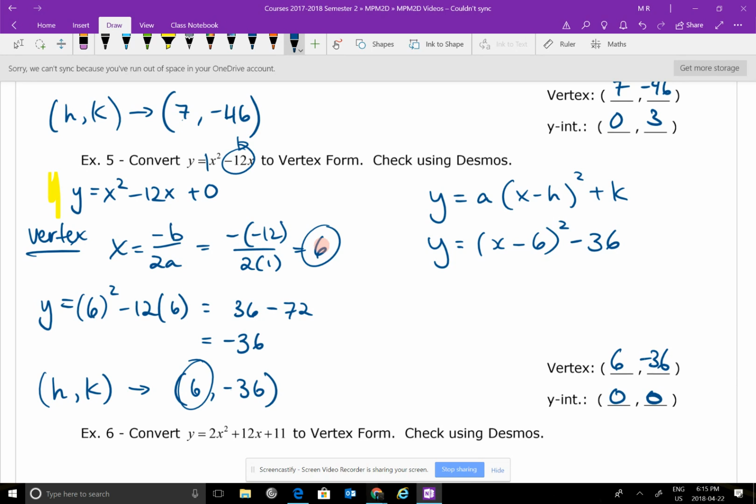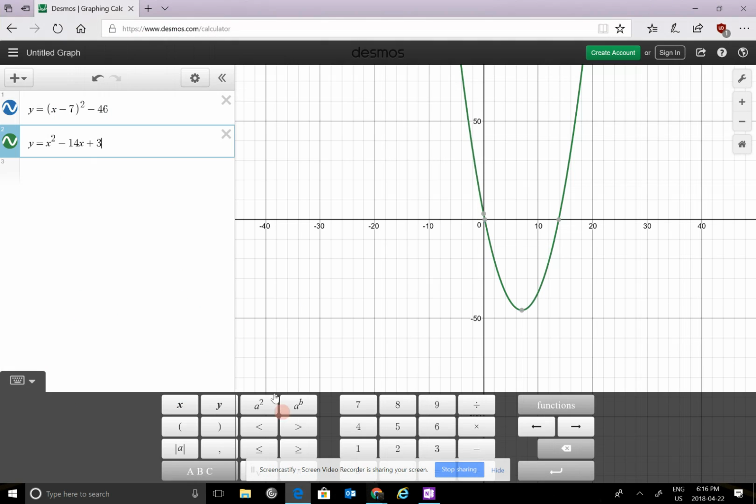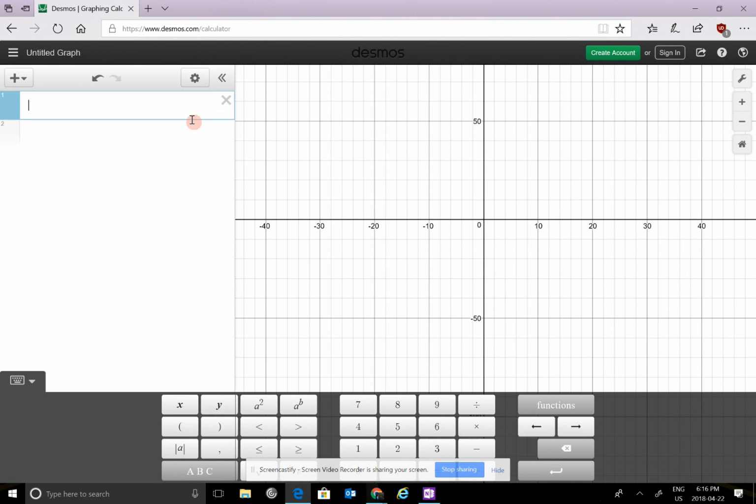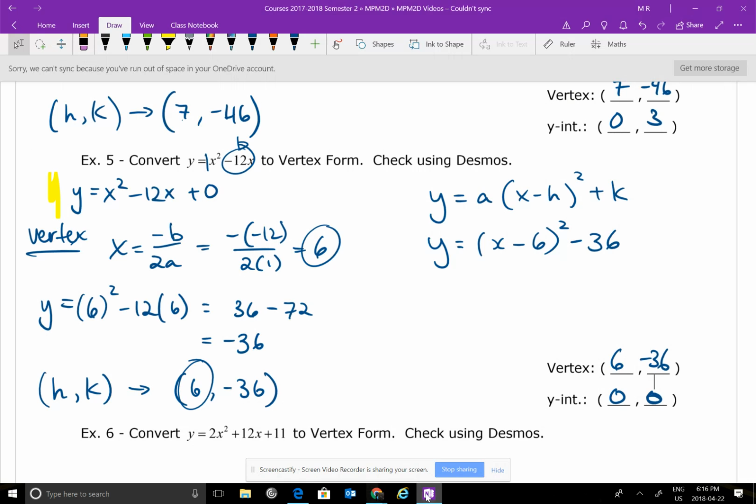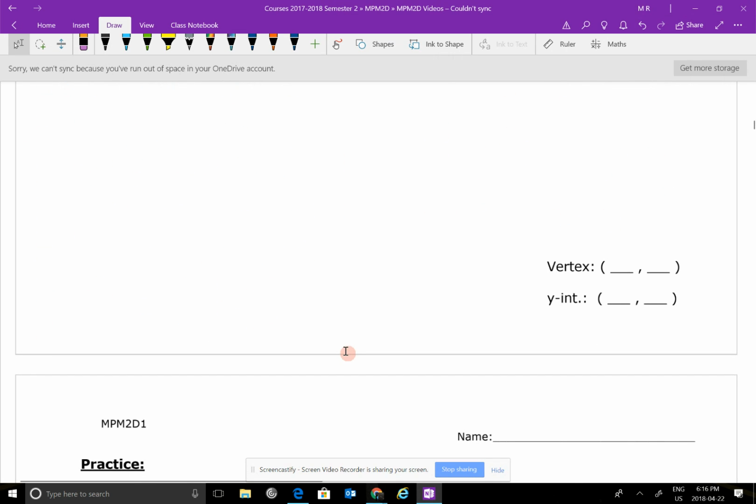And I'm also going to plot this on Desmos to show it to you as well. So let's see here, x minus 6 squared plus minus 36. So let's do that. Y equals x minus 6 squared minus 36. So there's my equation in vertex form. And now I'm going to plot the equation in standard form given to us in the problem, so x squared minus 12x. And you'd see that the two graphs line up. They are equivalent equations.